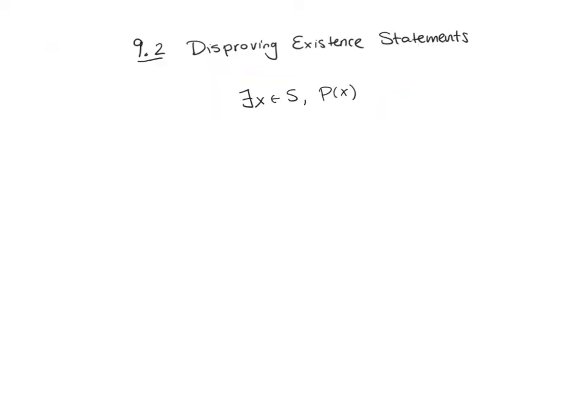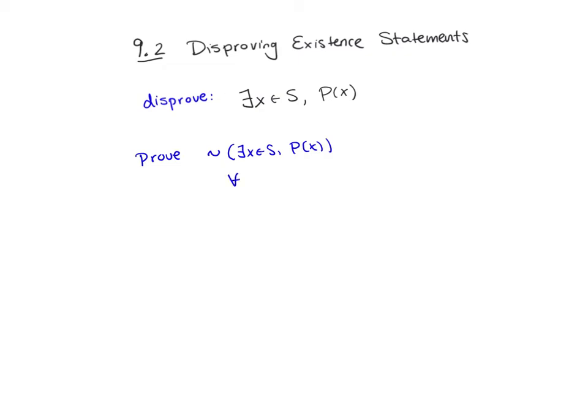So let's go ahead and talk about the next type of statements, existence statements. So now we want to talk about disproving statements of the form there exists an x in S such that P of x. Okay, so I want to disprove this. And we remember that in order to disprove a statement, really I want to prove its negation. So I want to prove the negation of this statement. What is the negation of that statement?